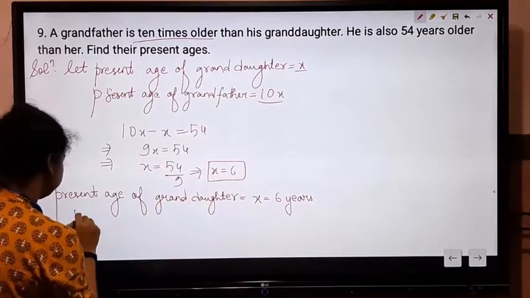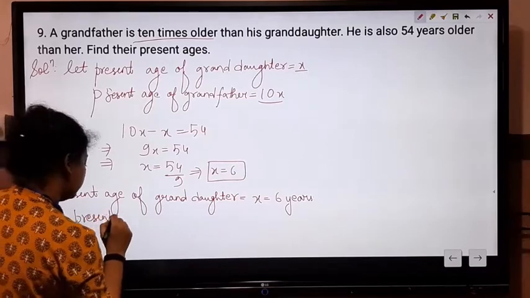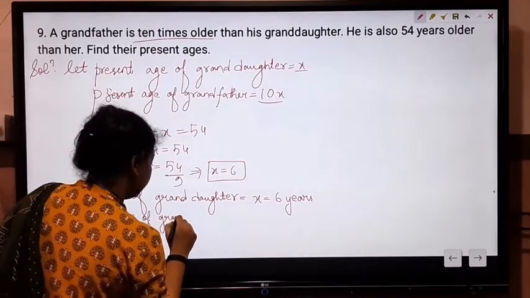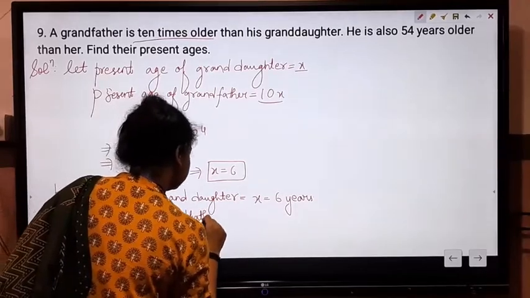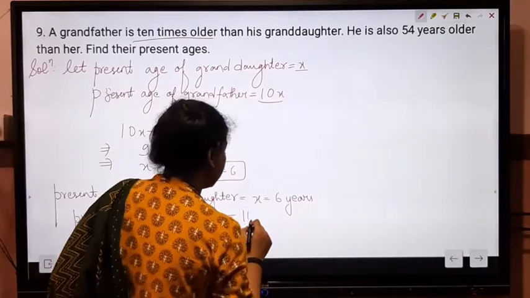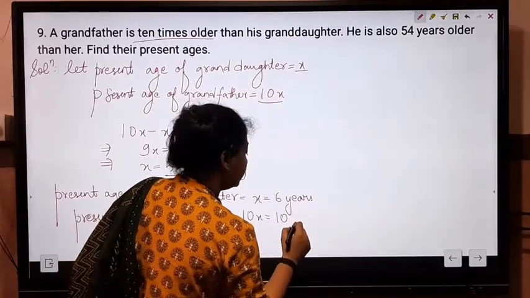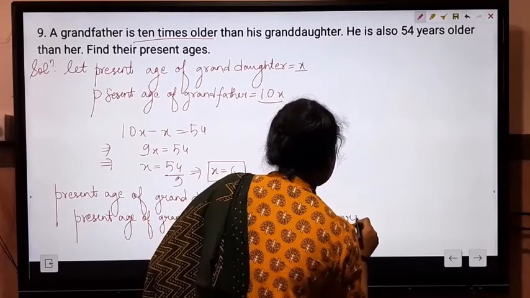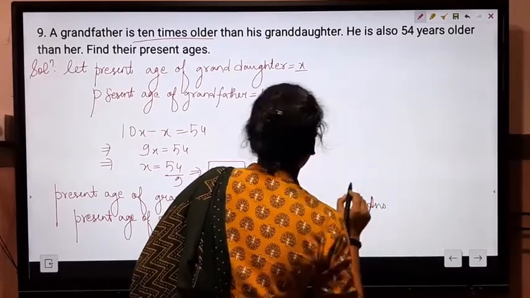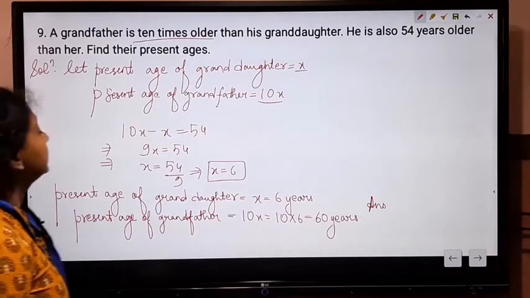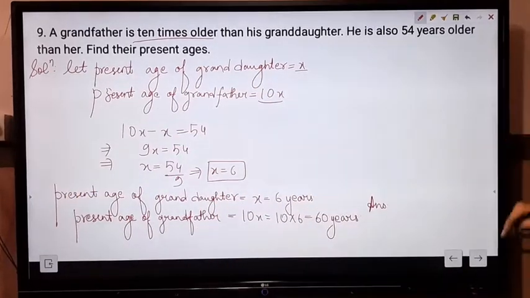And present age of grandfather. We took grandfather's age to be 10x. So this implies 10 into 6, that is 60 years. This is our answer. The granddaughter is 6 years and the grandfather is 60 years. This completes our 9th question.